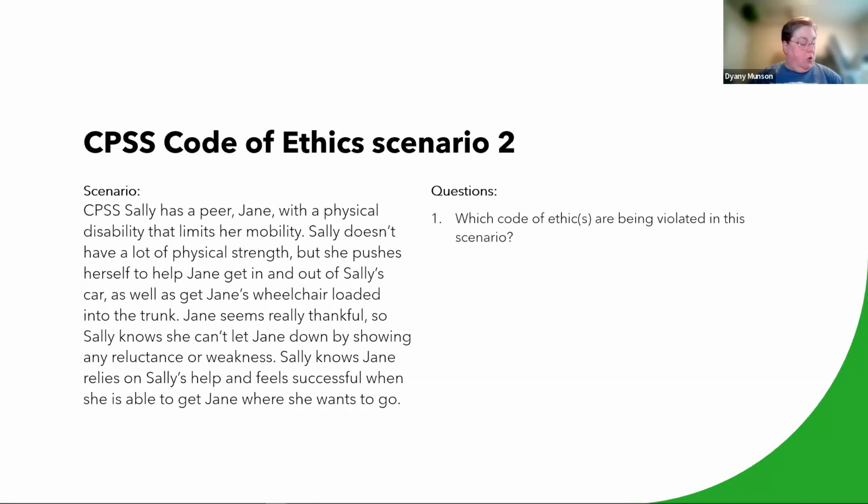Yeah, we got, we covered, remained aware of their skills and limitations, because Sally doesn't have a lot of physical strength. So that's part of it as well. L, work to equalize the power differentials that may occur.